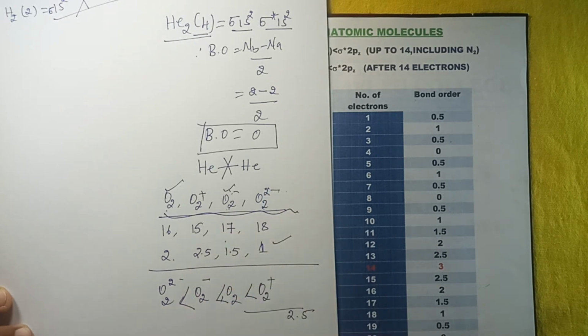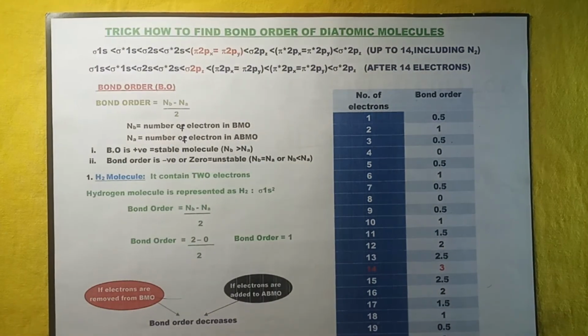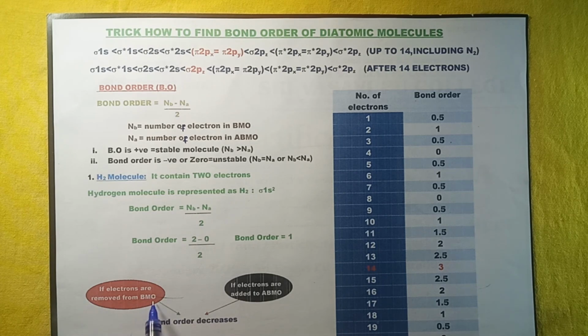Another point you have to keep in mind, friends, is that if electrons are removed from bonding molecular orbital or if electrons are added to anti-bonding molecular orbital, in both cases bond order decreases.